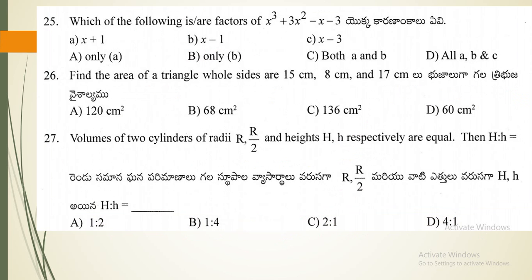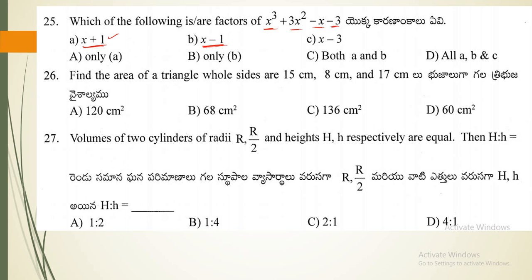So if x is any value greater than 2, then it won't affect that particular 4 value, right? Next, moving on to question number 25. Which of the following are the factors of x cube plus 3x square minus x minus 3? First verify this. To verify x plus 1 is a factor, we need to take the sum of odd power coefficients equal to the sum of even power coefficients. Sum of odd power coefficients, 1 minus 1, 0. Sum of even power coefficients, 3 minus 3, 0. So A is correct.